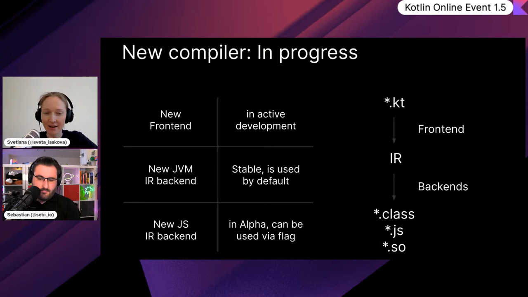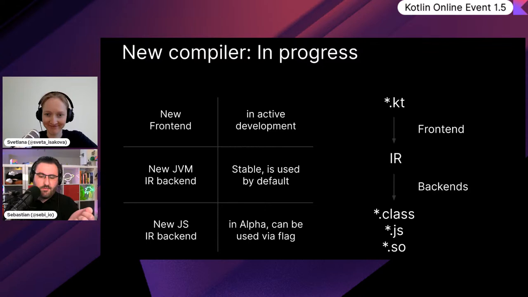So currently it's in development and it is mainly responsible for the compilation speedup. In the 1.5 release, we have the stable JVM IR backend, and also the JS IR backend is available in alpha. So I think at this point, it's probably good to reiterate once again that even though we now have a stable JVM IR backend, this isn't about performance changes. It's about consistency. The new frontend is going to be what brings the performance improvements.